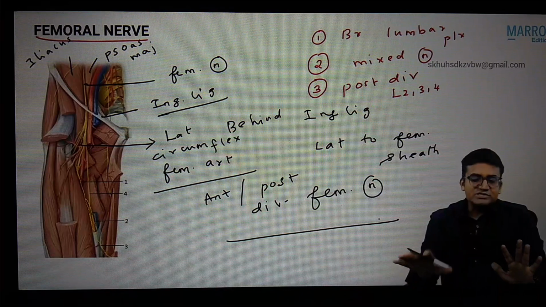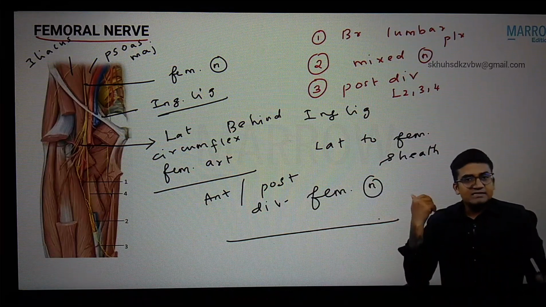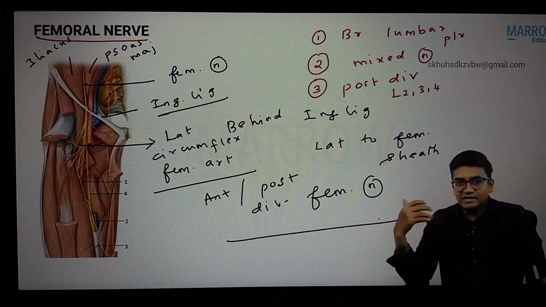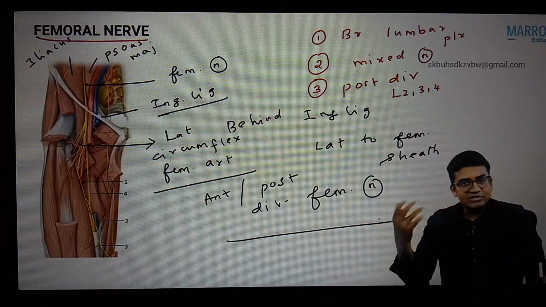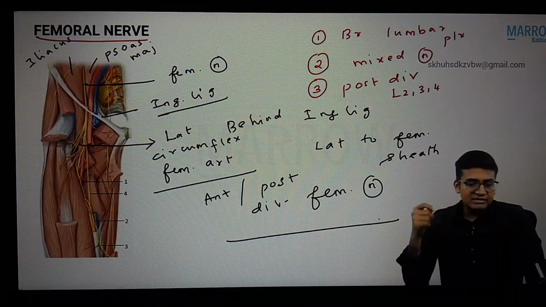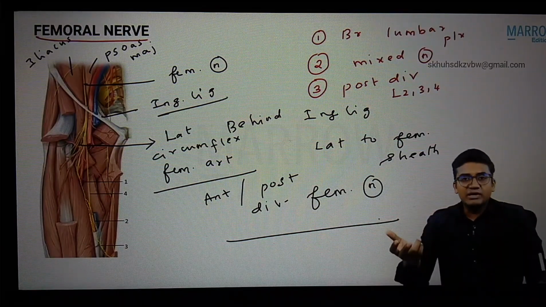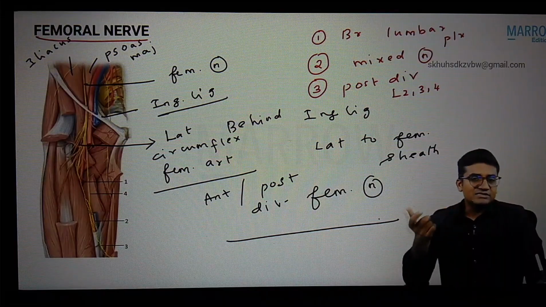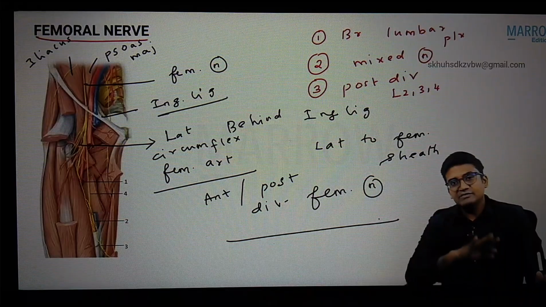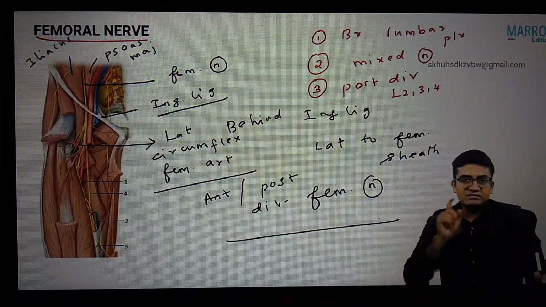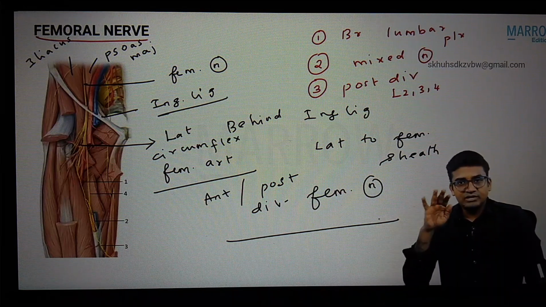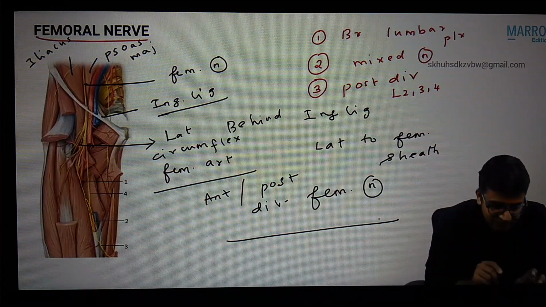These are the basic points you have to know. First point, it is a branch of the lumbar plexus, a mixed nerve, root value posterior division of L2, L3, L4. The femoral nerve descends between the iliacus and the psoas major muscle, and then enters the thigh by passing below the inguinal ligament. In the thigh, the nerve lies lateral to the femoral sheath, not enclosed by it, and then divides into anterior division and posterior division. One artery is present between these divisions, that is our lateral circumflex femoral artery. Clear?